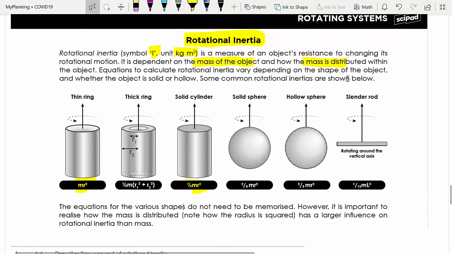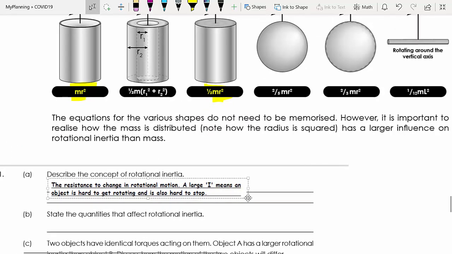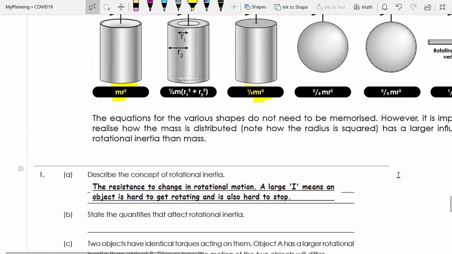So the first one, say, describe the concept of rotational inertia. Well, basically, it's a resistance to an object's change in motion. So I'll take that straight out of SciPAD's answers. A large I means it's hard to get it started, or it's hard to make it stop.